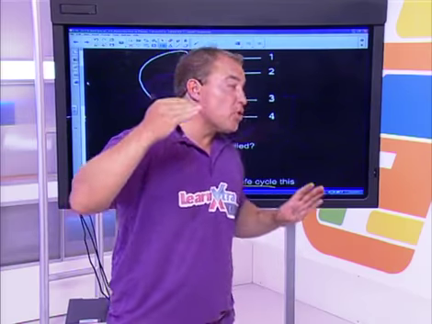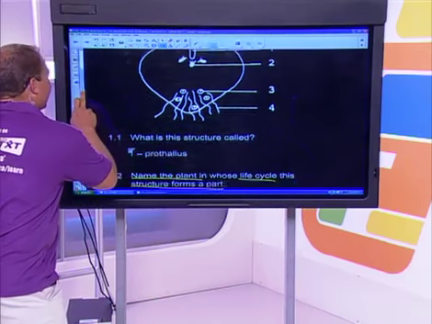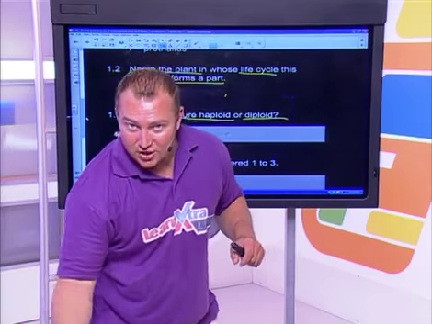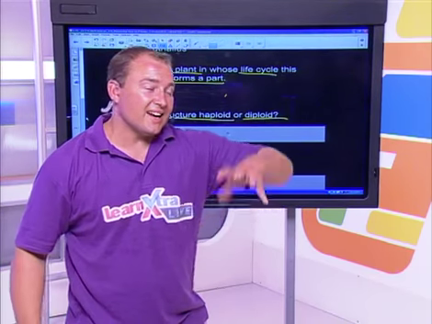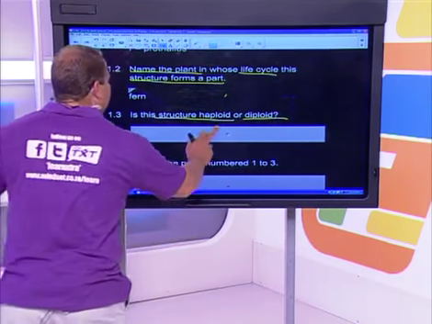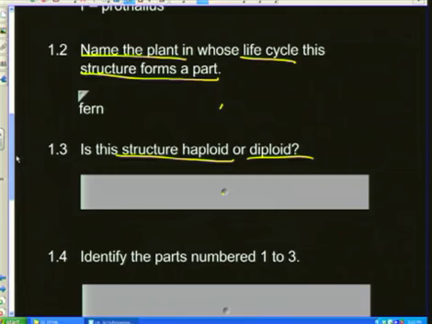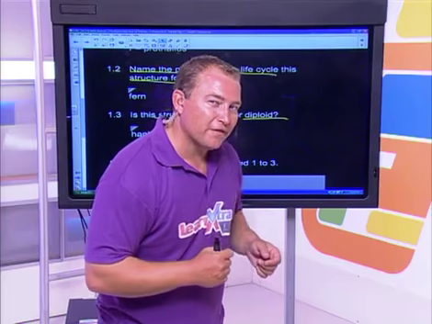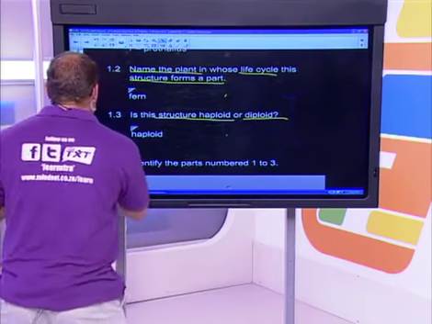In other words, if I put it in a nice, easy way of looking at it, is it in the Gametophyte generation, or is it in the Sporophyte generation? And of course, it is definitely in the Gametophyte generation. So it is haploid. It's a haploid figure, half the amount of chromosomes.